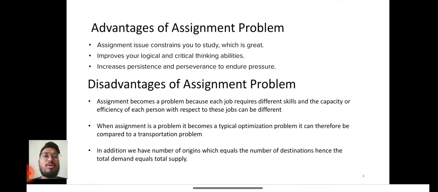Advantages of assignment problem. Assignment issue constrains you to study, which is great. Improves your logical and critical thinking abilities. Increases persistence and perseverance to endure pressure.